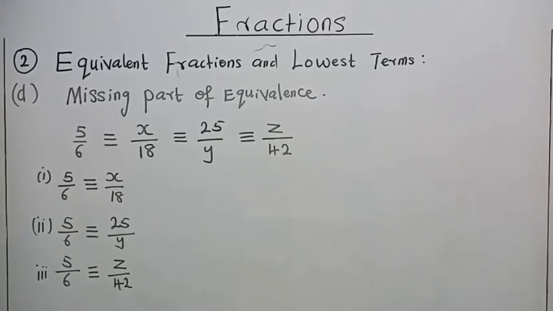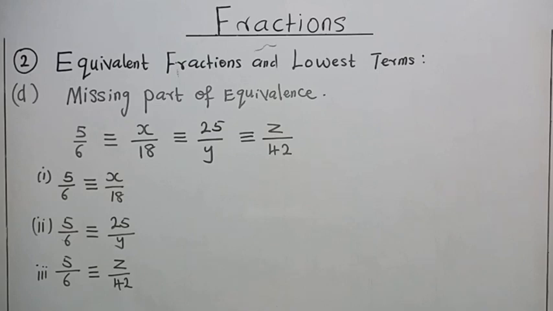Now see it. I've just broken this statement into simple statements of equivalence. First, 5 over 6 is equal to x over 18. See it here. Second, 5 over 6 is equal to 25 over y. See it here. Next, 5 over 6 is equivalent to z over 42. See it here. It is better this way, so that with each of these statements, we can get the unknown.